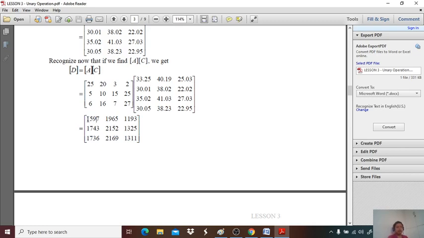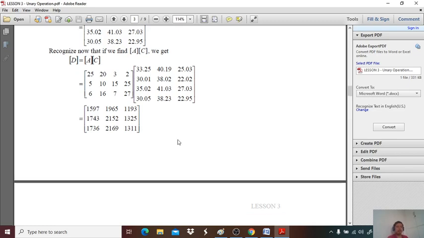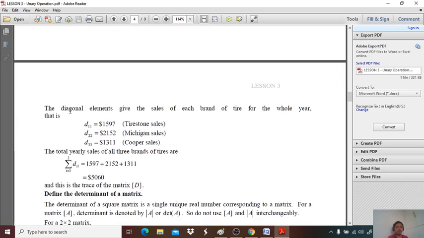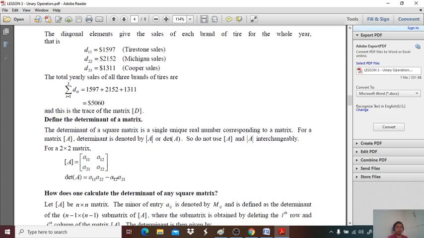Then to sum up or to get the total sales, we have to add its diagonal using the trace of the matrix. So we have 1597 for the total sales of Firestone plus 2152, which is the total sales of Michigan, then 1311, that is the total sales of Copper. So we are going to use the trace, since the diagonal elements give the sales of its brand. So the total sale is $5,060, which is the trace.